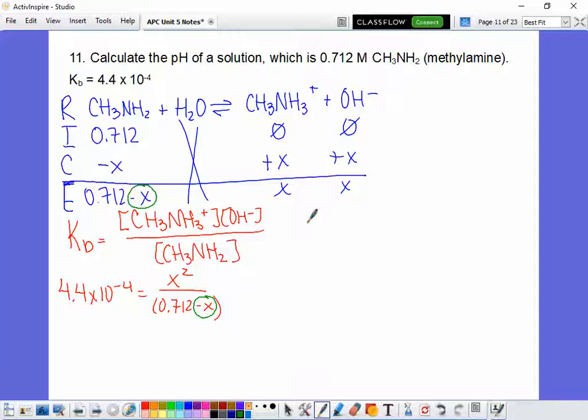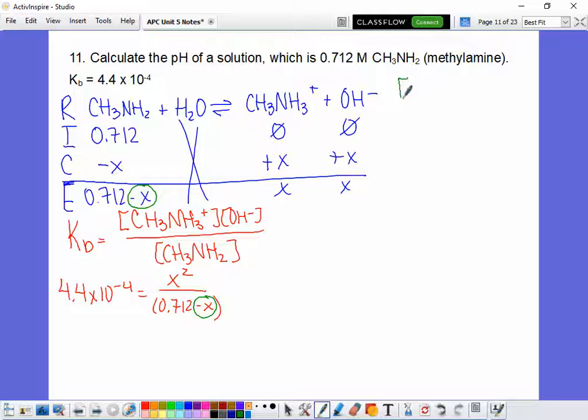Now, your textbook walks you through a process called the 5% rule. It says, solve the problem considering that minus x to be negligible, to omit it. And then if your x that you solve for is less than 5% of the initial concentration, then you're good. But if it ends up being more than 5%, you then have to go back and redo the problem. So let me show you another way to figure out if that minus x is negligible before you even solve for x.